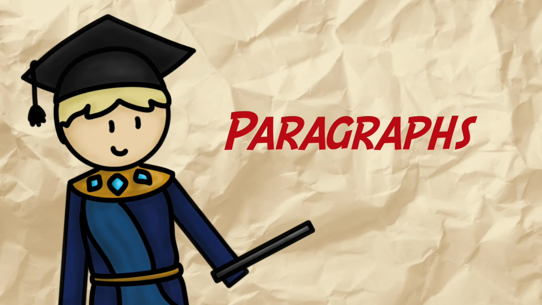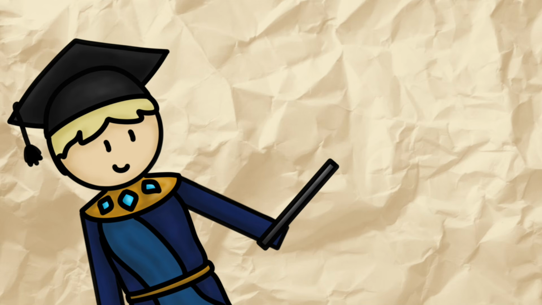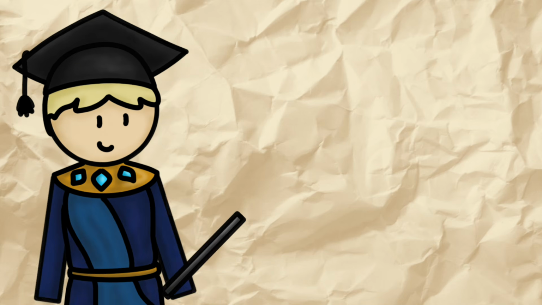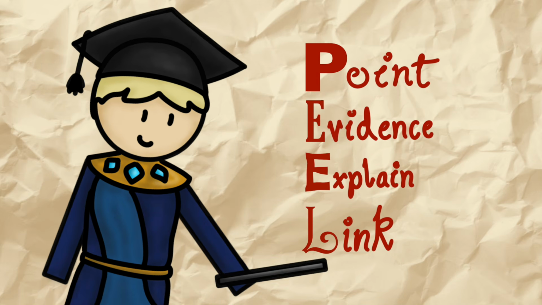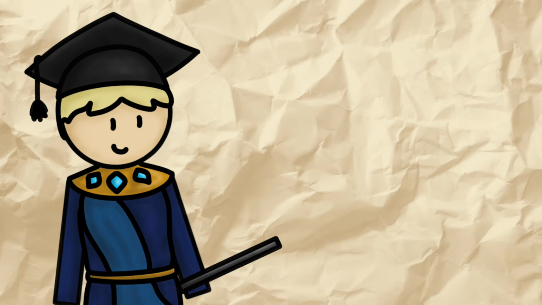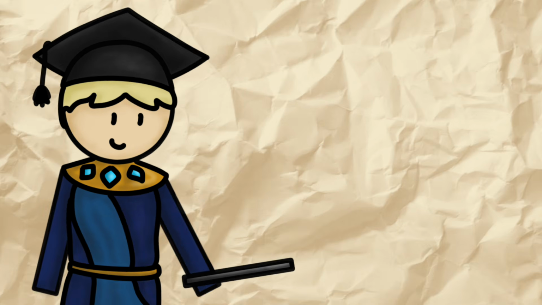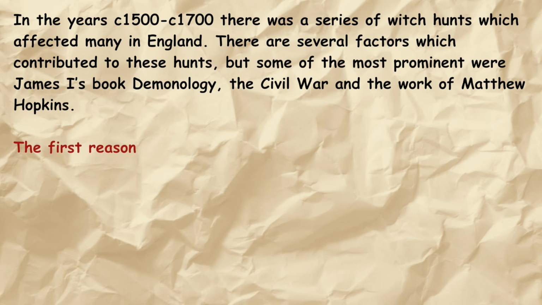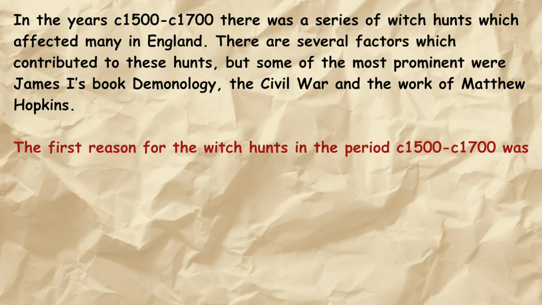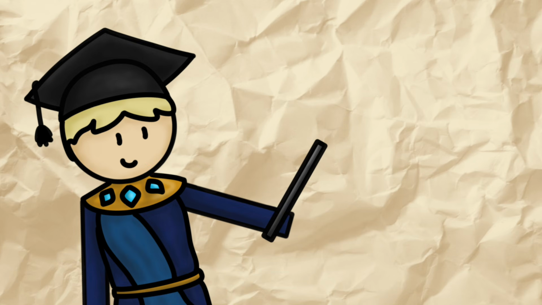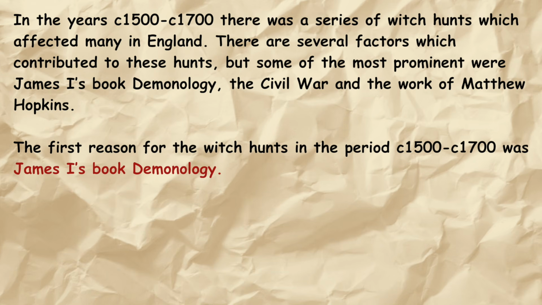This brings us on to our paragraphs. The structure we're going to use for our paragraphs is PEAL. That's point, evidence, explain, link. So we'll start with our first paragraph, on demonology. We can start each paragraph in pretty much the same way. The first reason for the witch hunts in the period circa 1500 to circa 1700 was, and then we make our point. James I's book, Demonology.